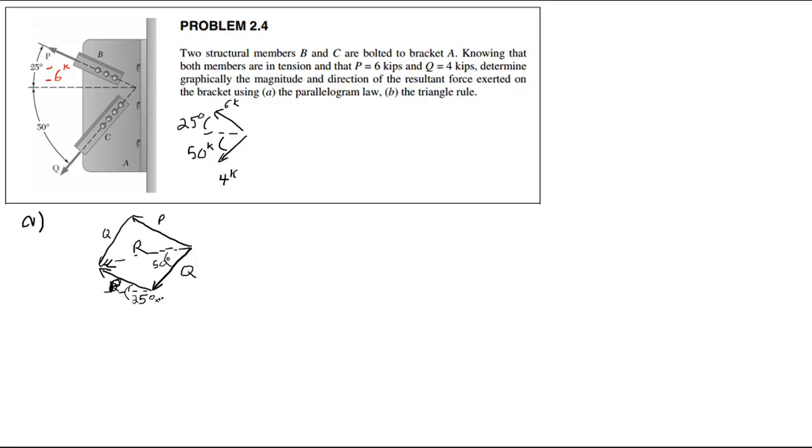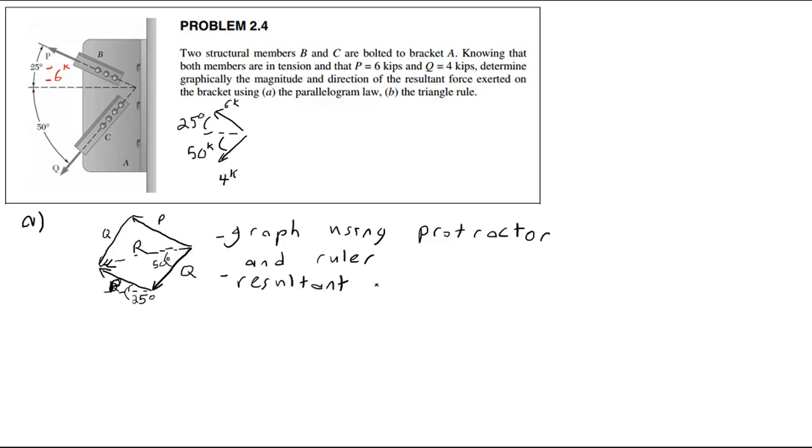So a triangle rule would be a graph using a protractor and a ruler. I can just tell you now that I'm not going to ask you to do a graphical method on an exam. You do not need to bring a protractor to the day of the exam. I think that's a bit ridiculous. The resultant is the diagonal of the parallelogram.